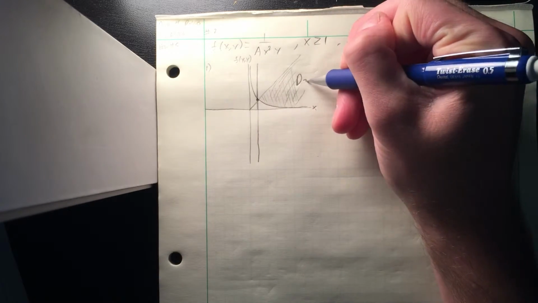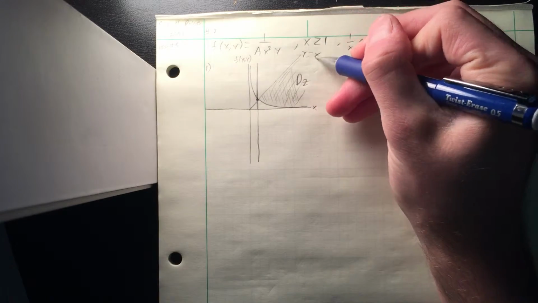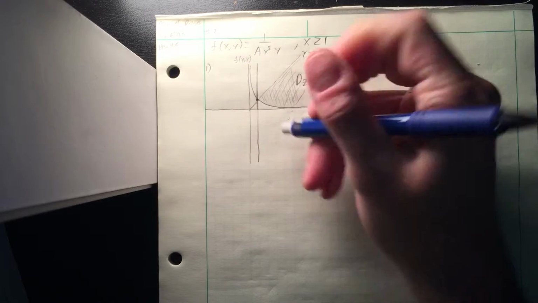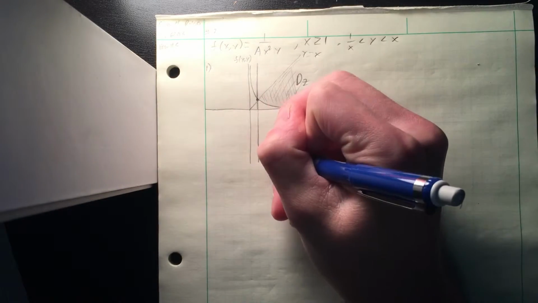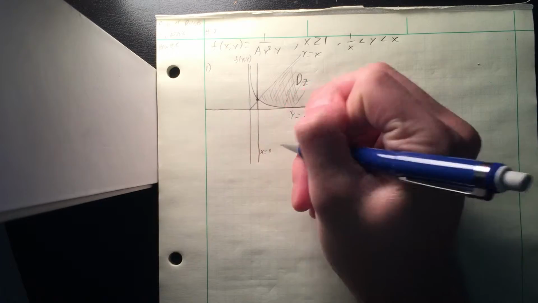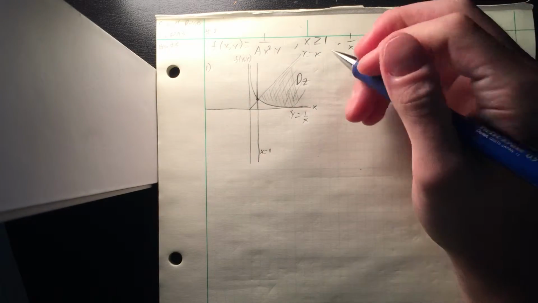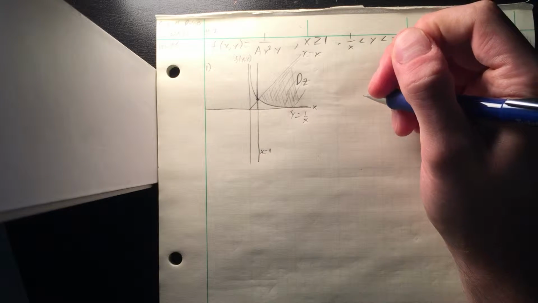This is our region. So y equals x on top, y equals 1 over x on the bottom, and x equals 1 as another boundary. So this is our non-zero definition region.